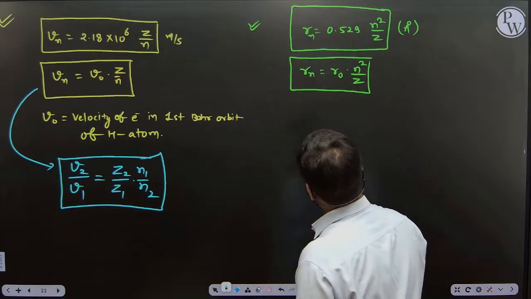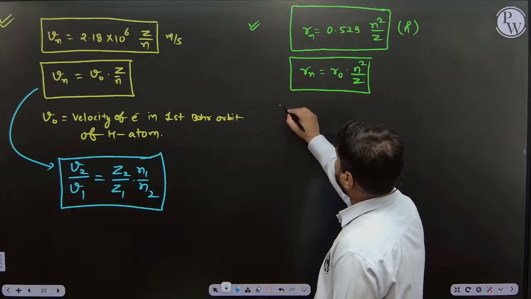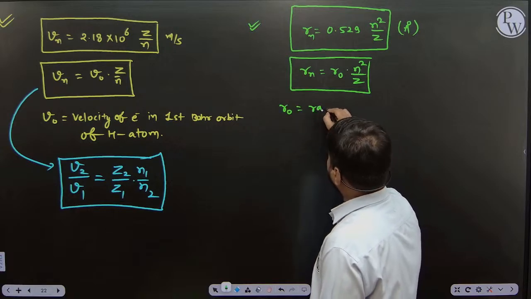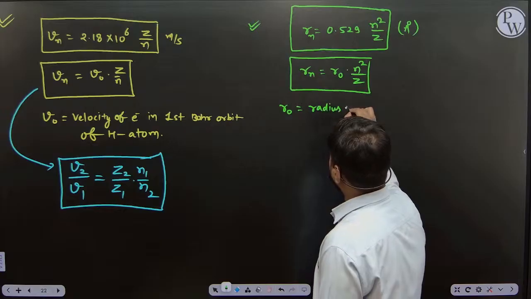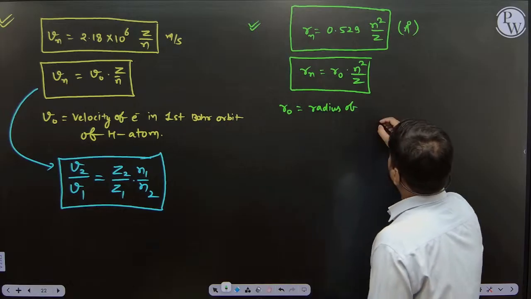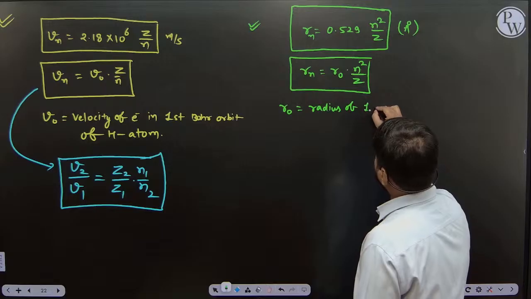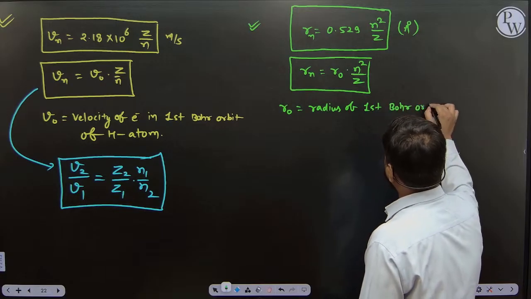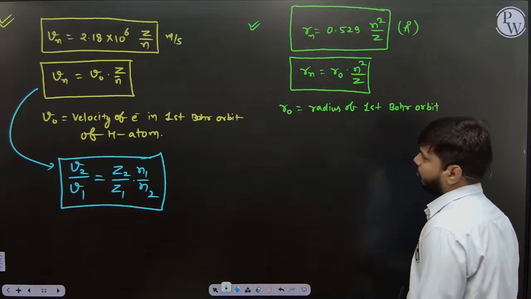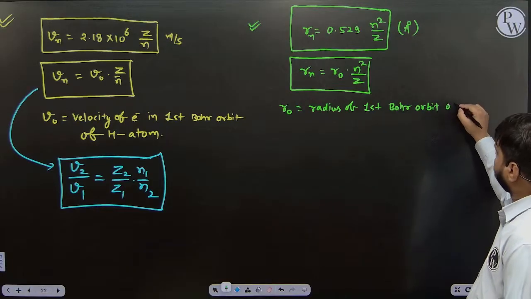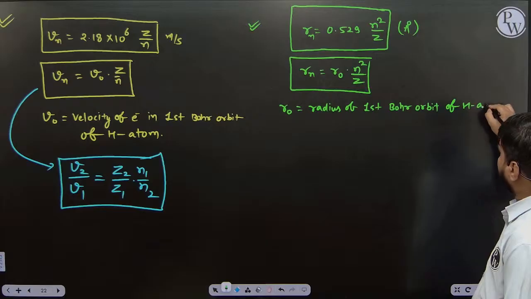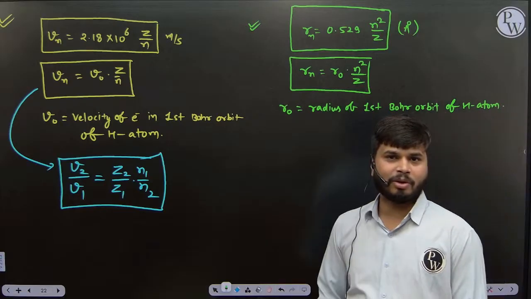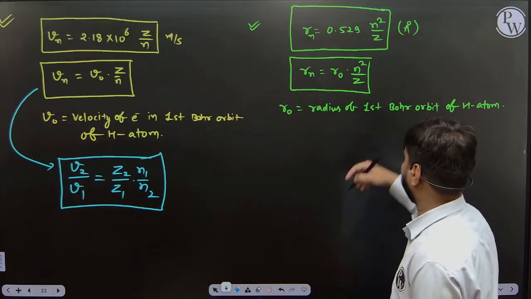In this particular formula, r naught is the radius of the first Bohr orbit of hydrogen atom. So r naught is the radius of first Bohr orbit of hydrogen atom.